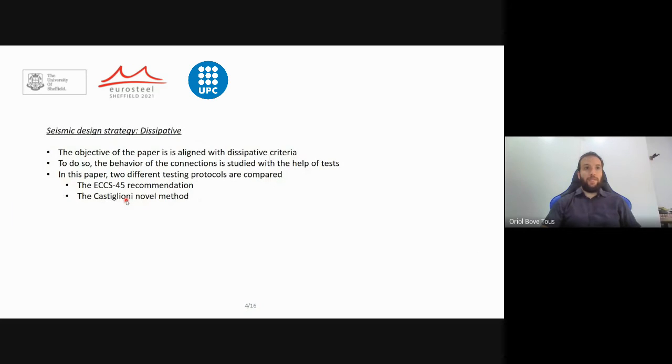Well, the objective of this paper is aligned with the dissipative criteria. So to do so, the behavior of the connections is studied with the help of tests. In this paper, two different testing protocols are compared, the ECCS 45 recommendation and also the Castiglioni novel method.